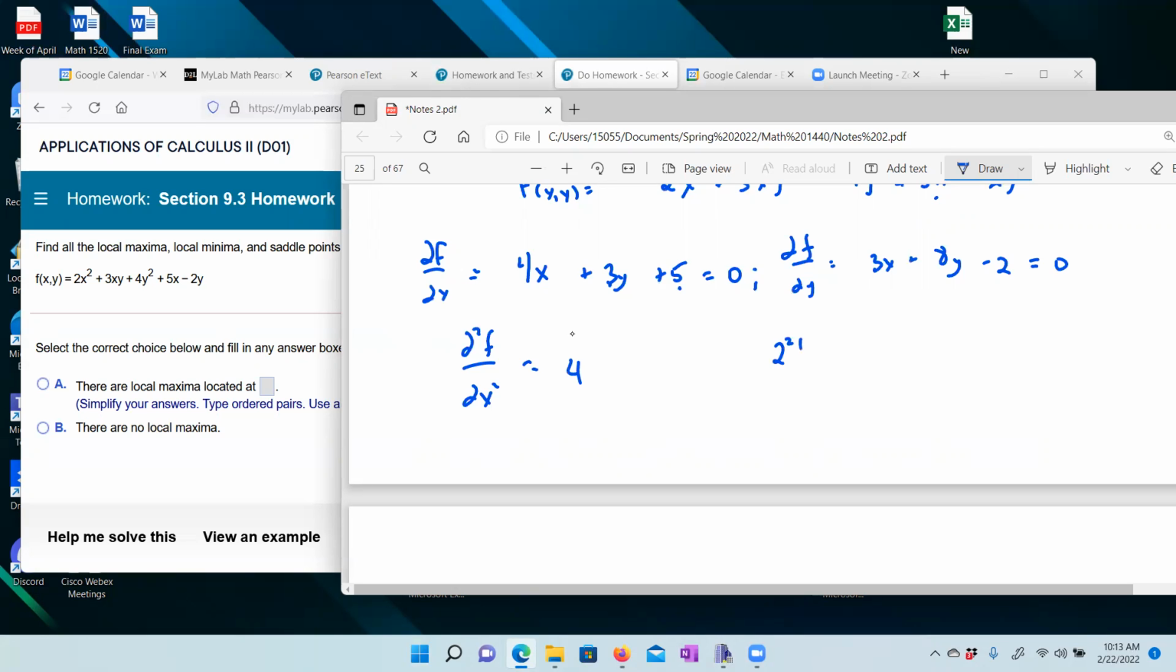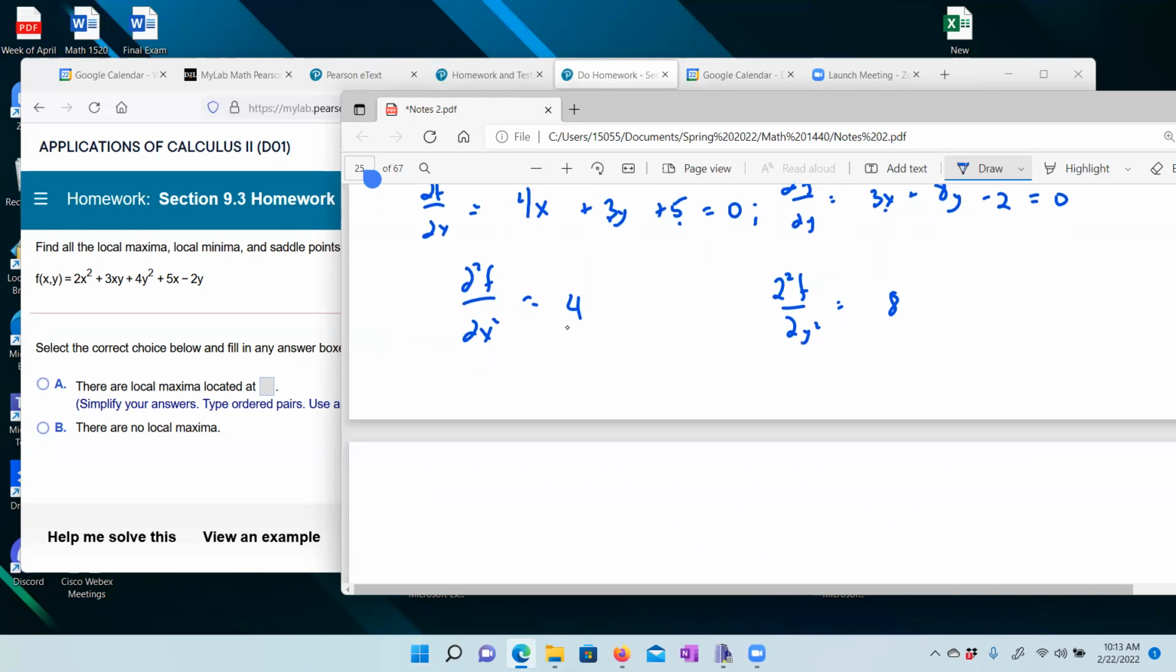Okay, d squared f over dy squared, the second derivative of y. This is going to be constant. We have 8. 2 is a constant. We're done. Okay, and then finally d squared f, and then we have dx dy.